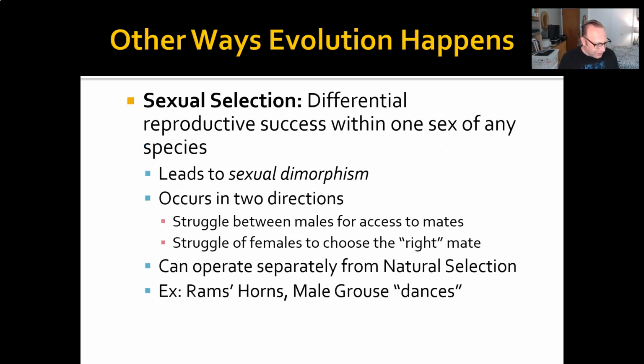Okay, now for the last of our mechanisms or forces of evolution. This is sexual selection. And sexual selection has a really interesting history. So, in 1860, when Darwin first published On the Origin of Species, he deliberately avoided addressing the question of the origin of human beings in it.